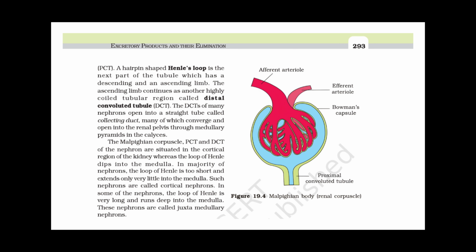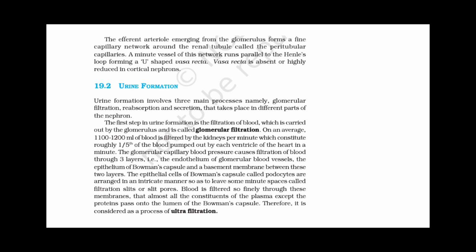In the majority of nephrons, the loop of Henle is too short and extends only very little into the medulla. Such nephrons are called cortical nephrons. In some of the nephrons, the loop of Henle is very long and runs deep into the medulla. These nephrons are called juxtamedullary nephrons. The efferent arteriole emerging from the glomerulus forms a fine capillary network around the renal tubule called the peritubular capillaries. A minute vessel of this network runs parallel to the Henle's loop, forming a U-shaped vasa recta. Vasa recta is absent or highly reduced in cortical nephrons.